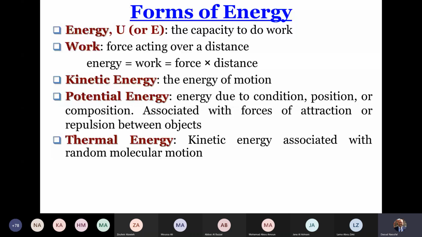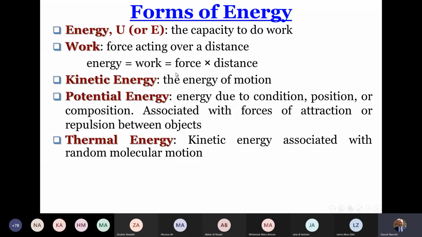What are the forms of energy? First, what is the definition of energy? The energy, noted U or E, is the capacity to do work. The work is the force acting over a distance. So the work is equal to the force times distance.